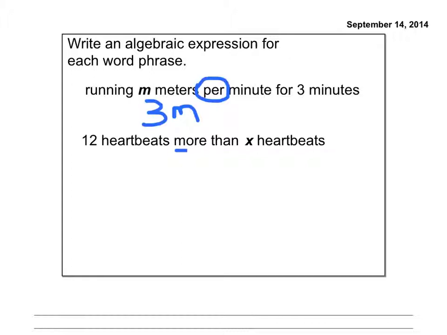12 heartbeats more than X heartbeats. The key word here is more. When you think of the operations of multiplication, division, addition, and subtraction, which one do you think of that indicates more? Right, that would be the addition symbol. So this would be 12 plus X.